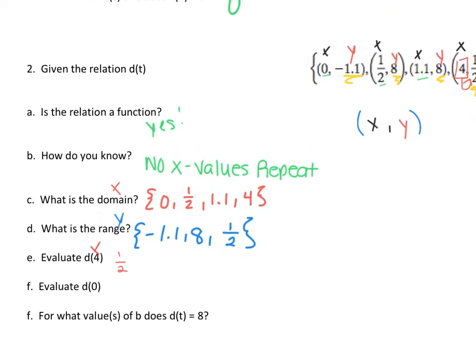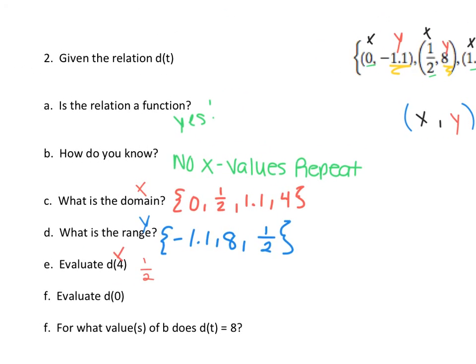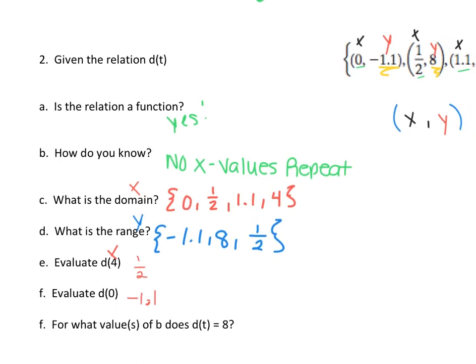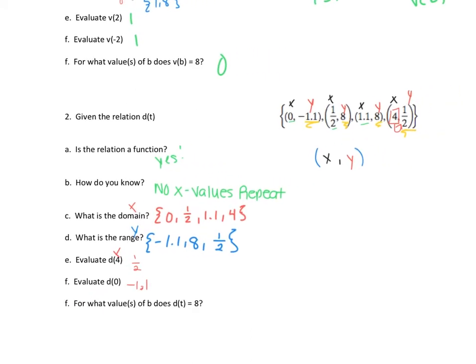Try to do d of 0 by yourself. Yep, I get negative 1.1. And that's your final answer. And last but not least, for what values of b does d of t equal 8?